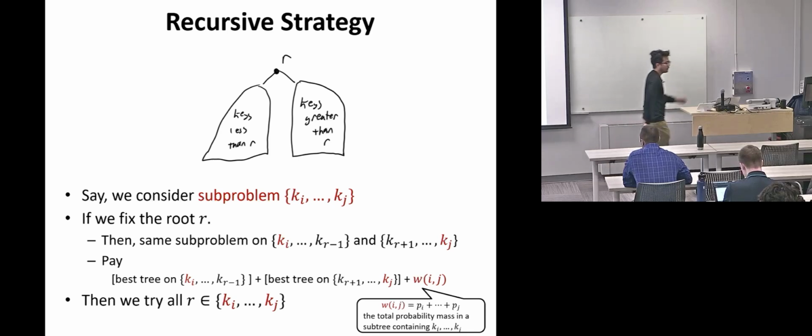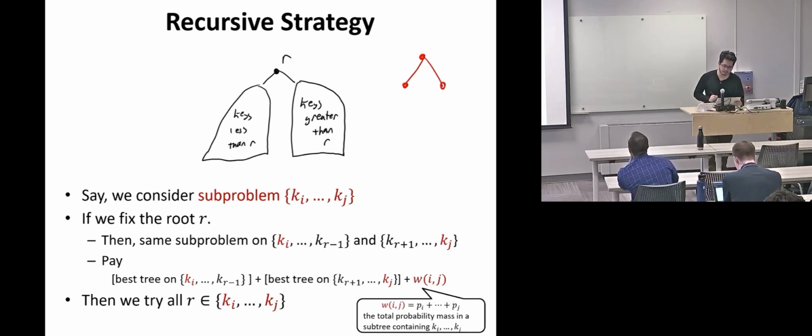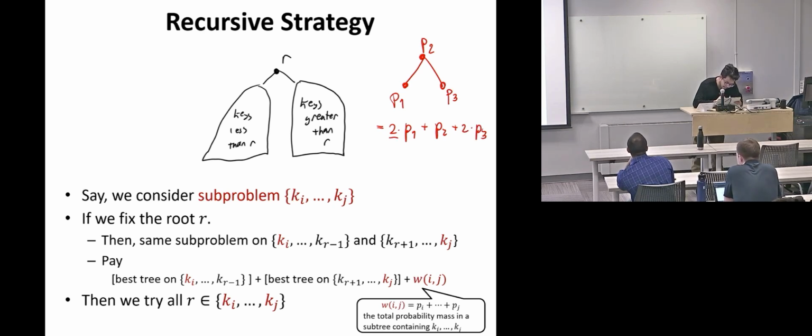For sure. Let's say that I have 3 nodes, with probabilities P1, P2, P3. I'm just going to explain by example. The expected cost here is 2 times P1 plus P2 plus 2 times P3. These are just the depth of each node. But I can rewrite it in a different way. For this one guy, I can pay P1 here and P1 here.